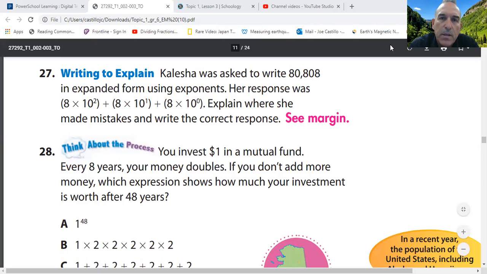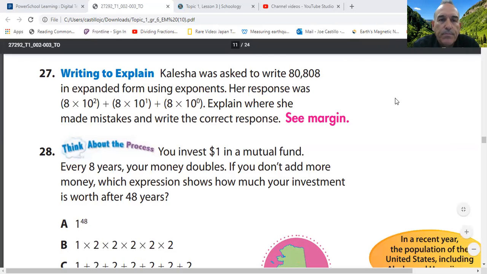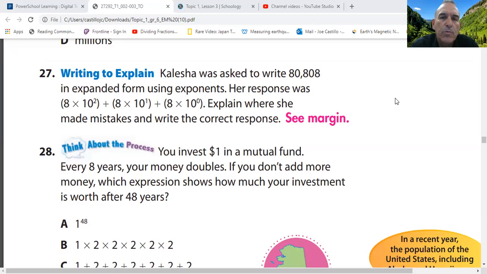This problem can be found on page 12 in your math book. It is question number 27. Here it is right here. Number 27 reads, Kalisha was asked to write that big number in expanded form using exponents. Her response was that. Explain where she made mistakes and write the correct response.